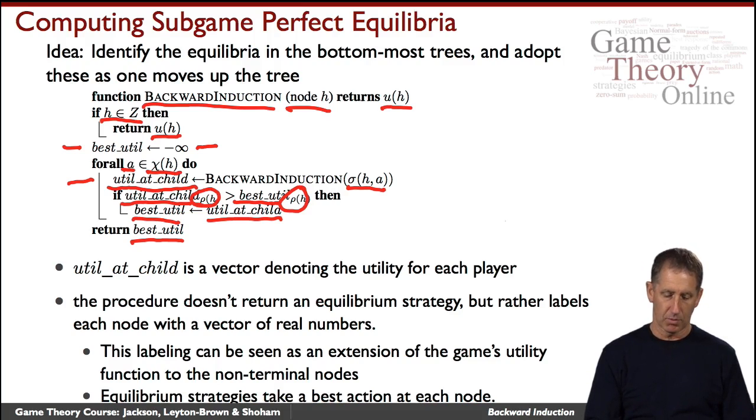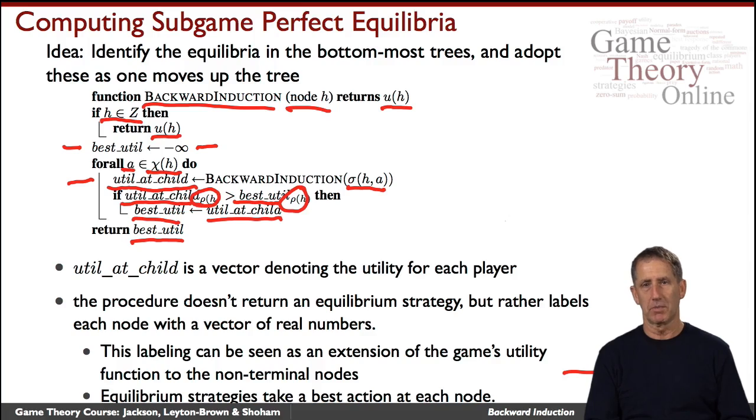And notice that we don't return a strategy, we just return the list of payoffs. In some sense, you can think of it as simply extending the payoff from the leaf nodes to all internal nodes. But even though we don't explicitly return the equilibrium strategy, the one that will be subgame perfect, it's easy to read it off those numbers, because at every node, the agent will take the action that leads to the child node with the best utility from his point of view. So that is the subgame perfect equilibrium.